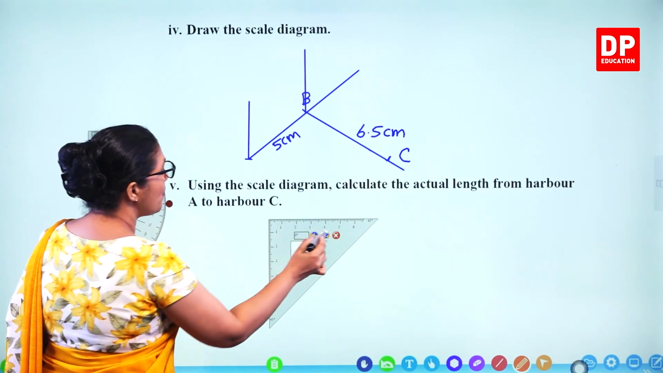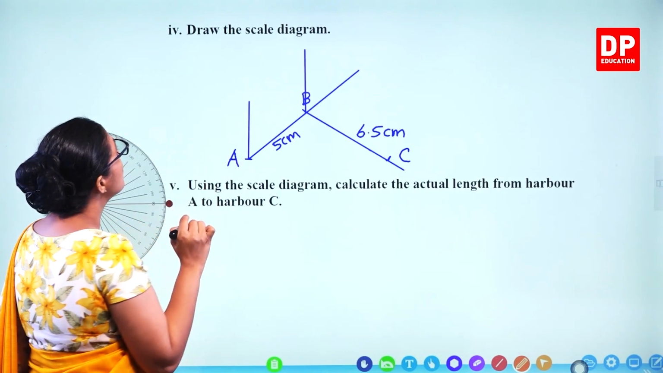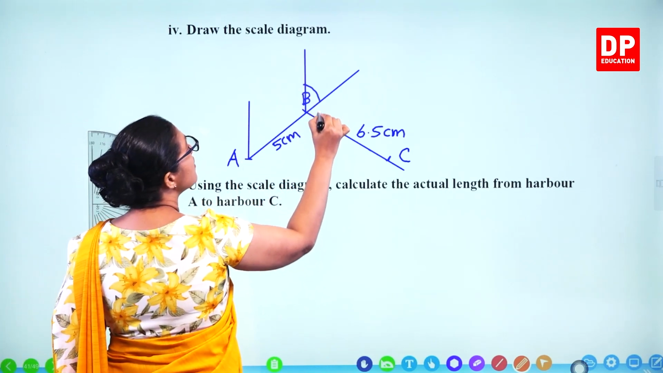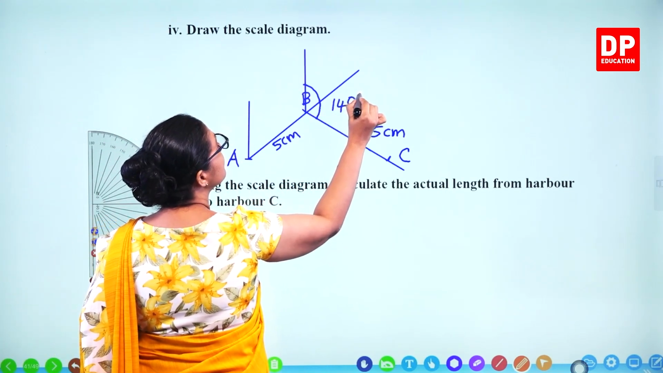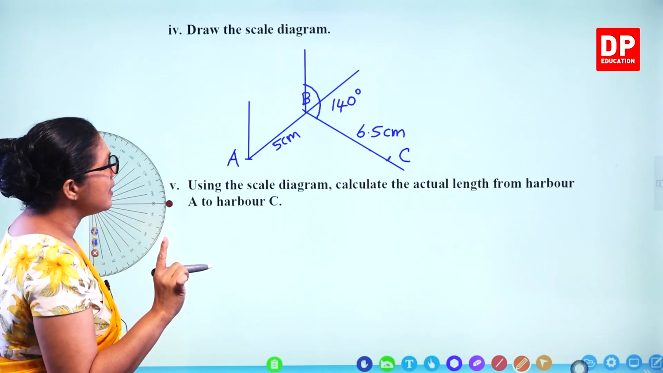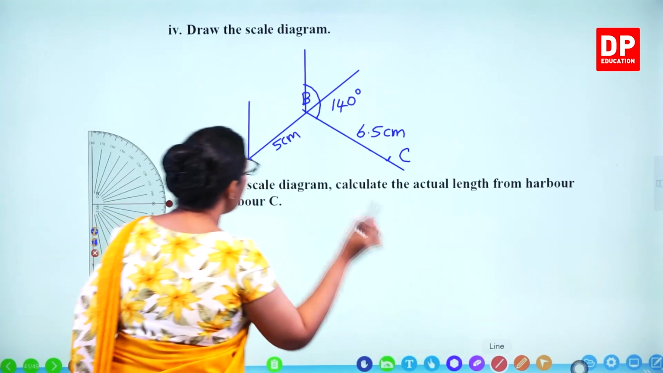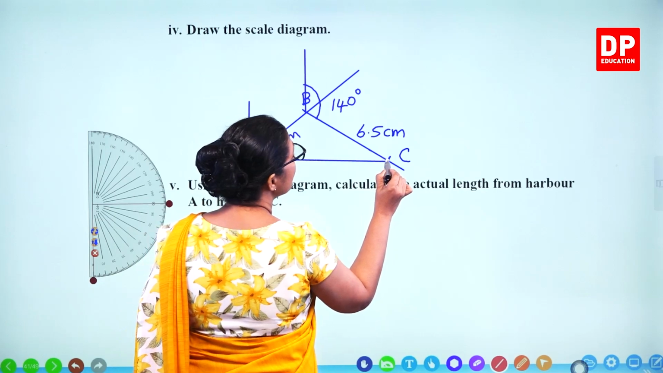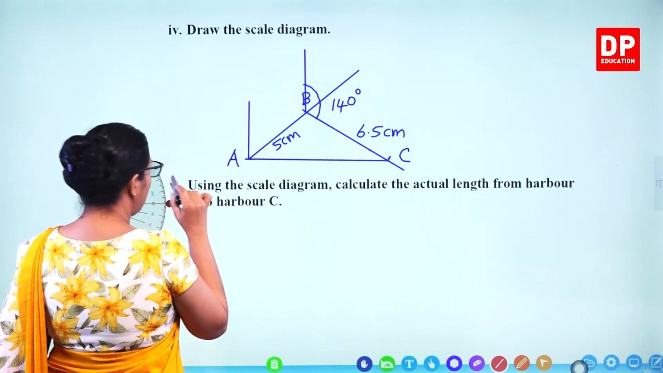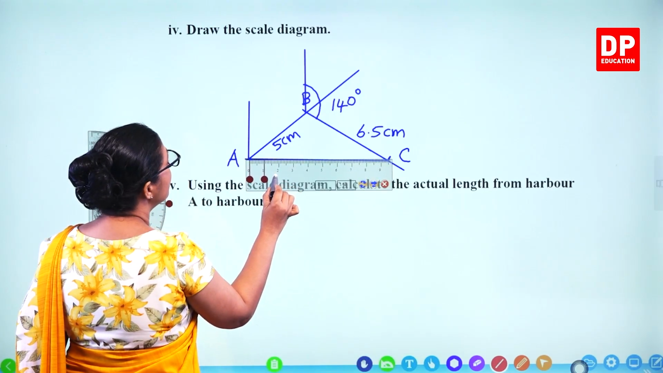So what else we need to mark? This is A. So this is the scale drawing. And this is, we marked 140. So that's the scale drawing. And using the scale diagram, calculate the actual length from harbour A to harbour C. So we'll draw a line there. And we'll calculate the length. So from here to here.